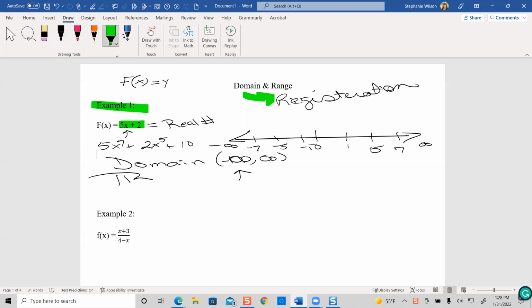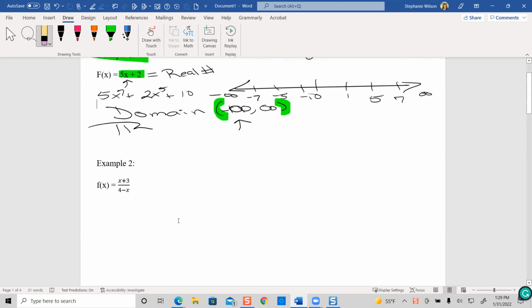Did you notice though, I used parentheses here. The reason I use parentheses is that it says we're approaching that point. That means we can never stop at infinity. So you need to always put a parenthesis on infinity. You would not put a bracket, because a bracket tells me you're going to stop at that point, and infinity tells me we're going on forever.